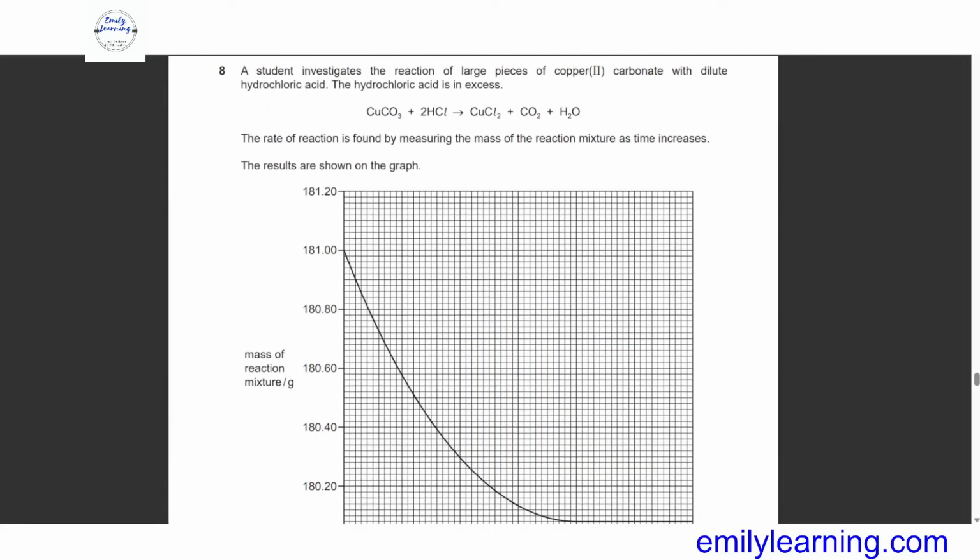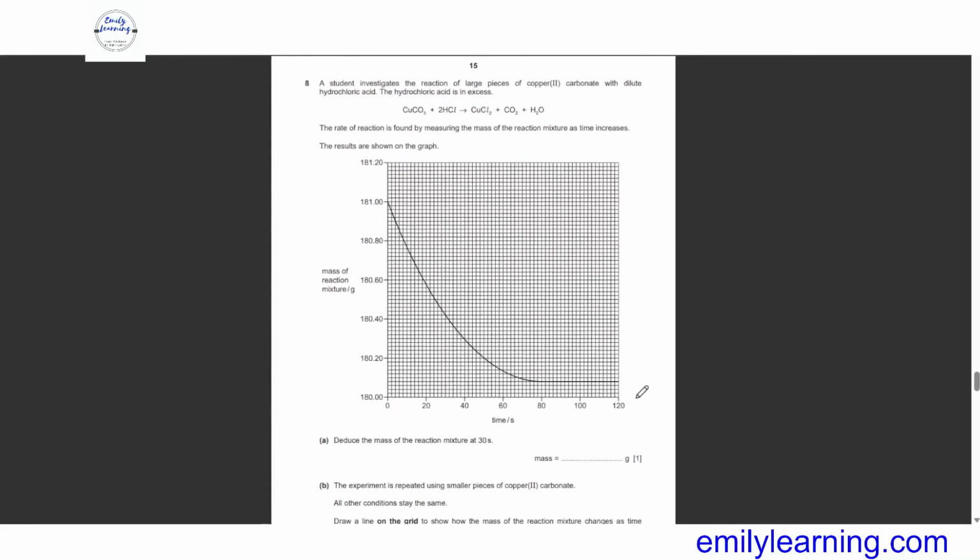Okay, next let's move on to question 8. Question 8 is a question on the rate of reaction. A student investigates the reaction of large pieces of copper 2 carbonate with dilute hydrochloric acid. The hydrochloric acid is in excess. In other words, copper 2 carbonate is the limiting reagent.